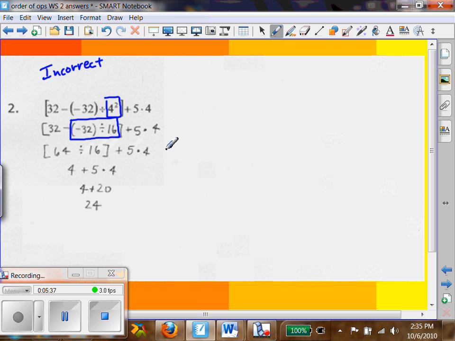So we need to redo this problem starting here, because it looks like this person subtracted first and then divided. See, subtraction's gone, division is still there. So one of the mistakes was that the subtraction in parentheses was done before the division, and that is problematic. So let's fix it up.